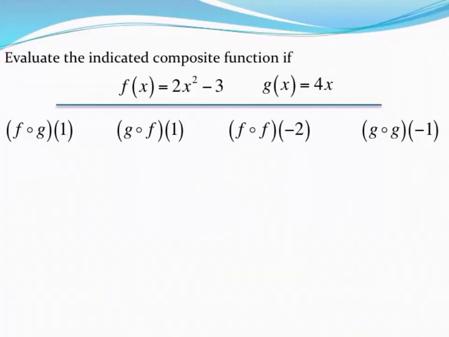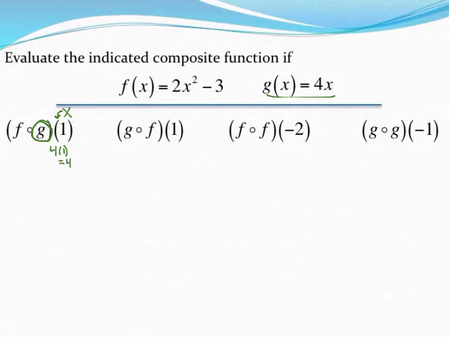To evaluate a composite function, I'm going to begin with the x value they've given me in parentheses. So in this first example, my x, my input is 1. I'm going to begin by plugging that value into the g function, the function closest to it. So taking a look up here, I'm going to plug in 1 for x and evaluate. So I've got 4 times x, or 4 times 1, which equals 4.